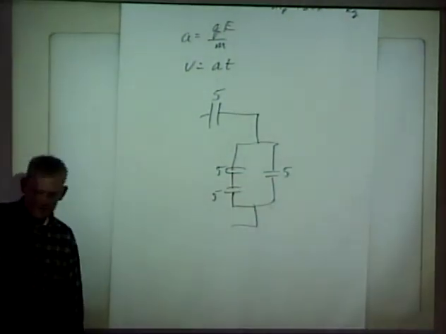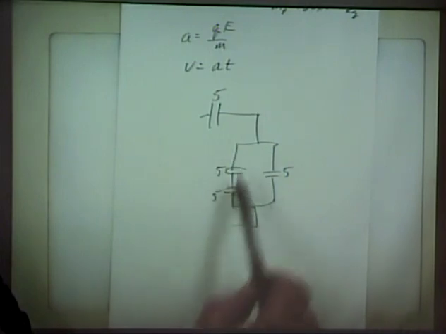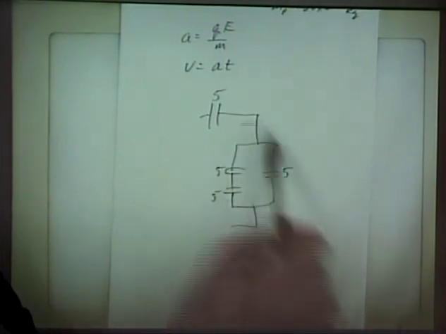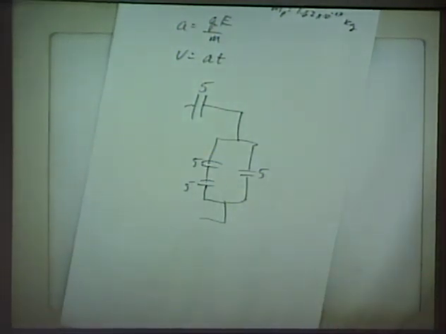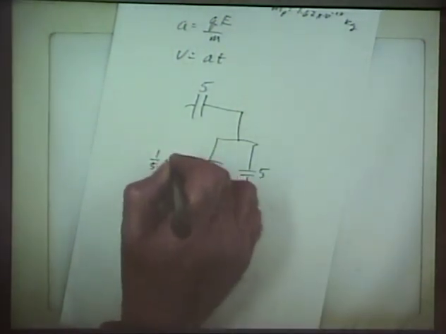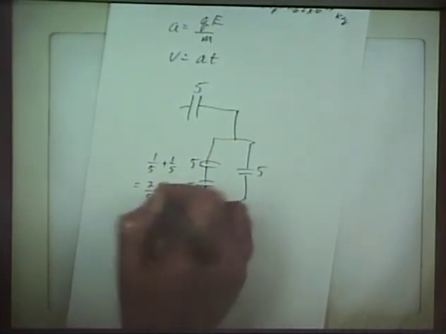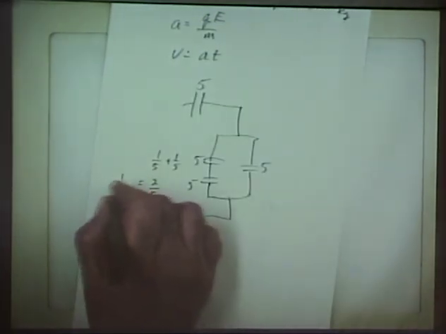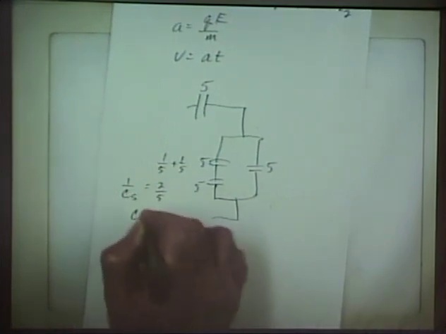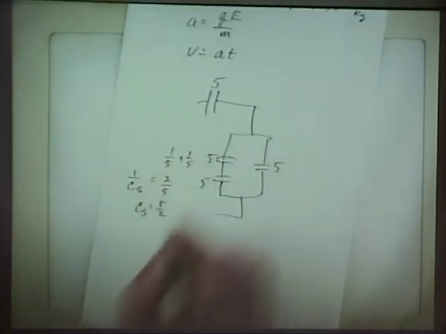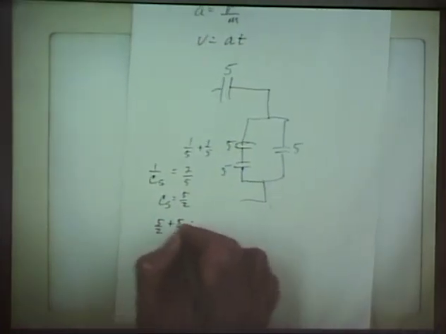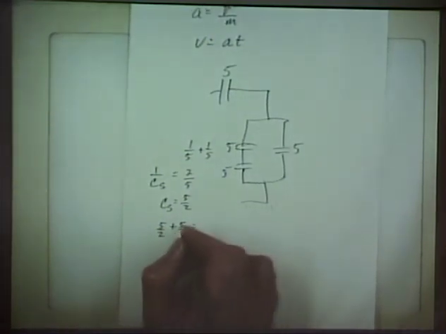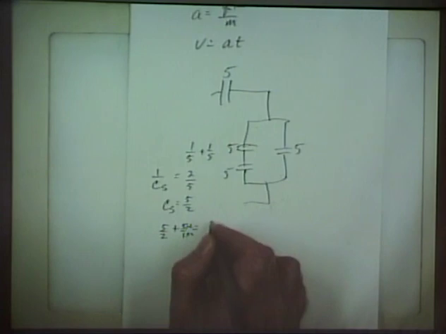First of all, we've got to figure out that these two are in series, and that is in parallel with this one, so we'll find the total capacitance, which comes out to be about 7.5. It works out nicely: these two together is 1/5 plus 1/5, which equals 2/5, so the series capacitance is 5 halves. Now they're in parallel, so we've got 5 halves plus 5 over 1, which, multiplying by 2 over 2, gives me 15 over 2 for this capacitance.